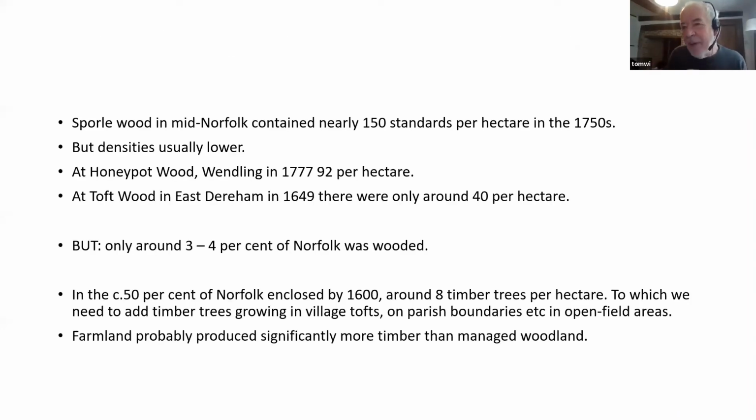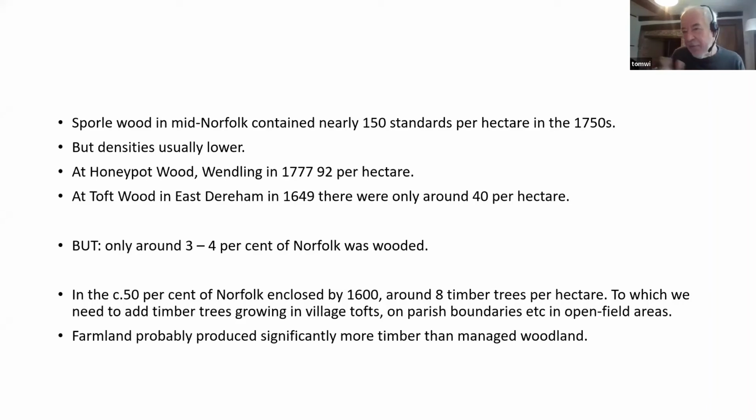Now we need to compare the two sources, woodland timber and hedgerow timber. So in small wood in mid-Norfolk, there's 150 standards per hectare, but the densities are usually a lot lower. You can't have too many timber trees or it shades out the coppice. So 92 at Honeypot Wood at Wendling, East Dereham, and Toffwood, 40 per hectare.